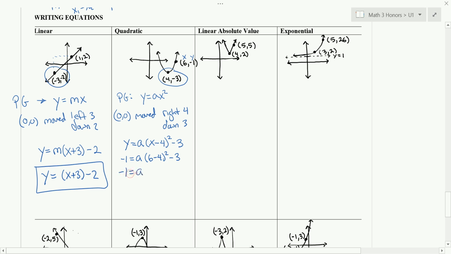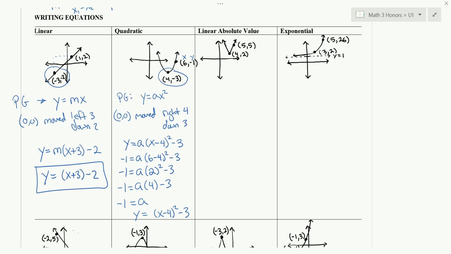So negative 1 equals a times 2 squared minus 3. Negative 1 equals a times 4 minus 3. Negative 1 equals a. And so y is 1 times x minus 4 squared minus 3. Where's my mistake? I made 2 mistakes, actually. You got one. Which one? Oh, a is -1, so I should put the -1 here. My other error, yeah.